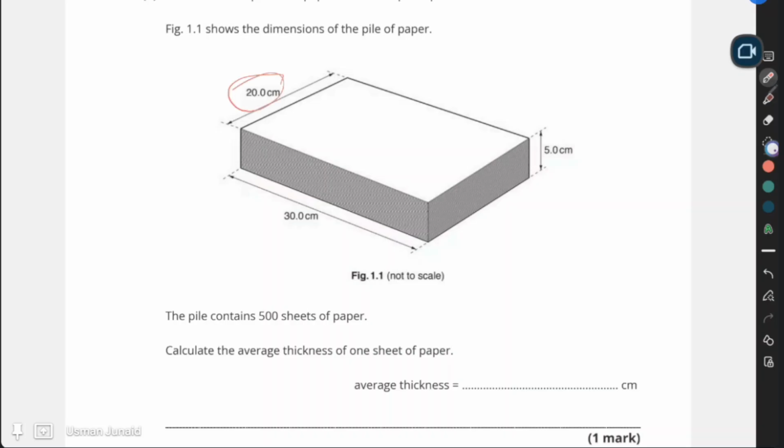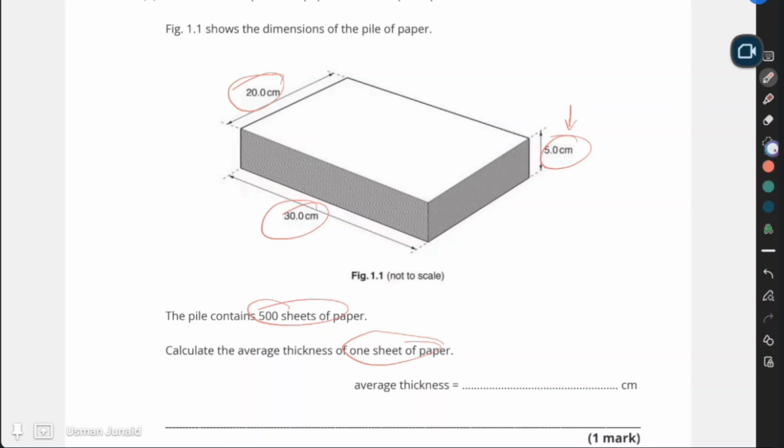So you've got 20 by 5 by 30. The pile contains 500 sheets of paper. Calculate the average thickness of one sheet of paper. So thickness is 5 centimeter. And how many sheets are there? 500. So what is the thickness of one sheet? 5 divided by 500, I guess.